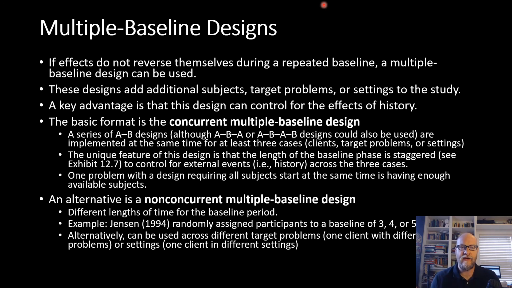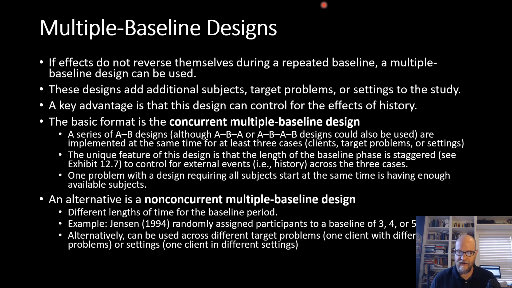So what you get is a multiple baseline design where people are starting at different times, or you're having a longer baseline period leading up to the intervention being introduced. So the term that your book uses is concurrent multiple baseline design. The unique feature of this design is that the length of the baseline phase is staggered. We're going to look at an example of this in a moment, to control for external events across at least 3 cases.